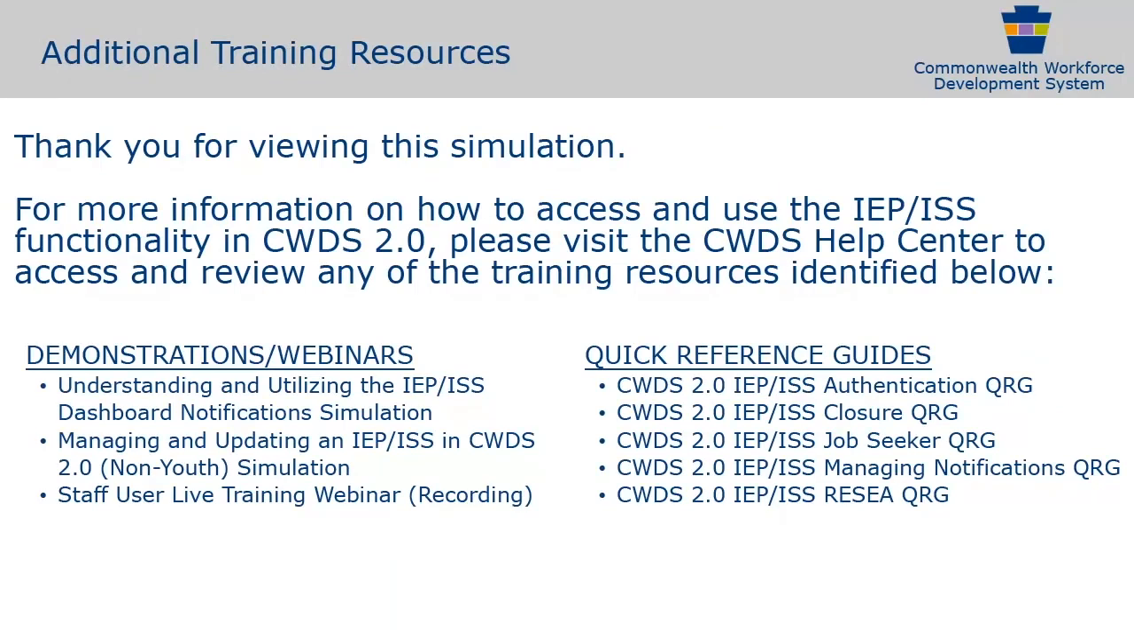This concludes the simulation for creating and updating an individual employment plan and individual service strategy, IEP ISS, in CWDS 2.0 for youth participant. For more information on how to access and use the IEP ISS functionality in CWDS 2.0, please visit the CWDS Help Center to access and review any of the training resources identified below.